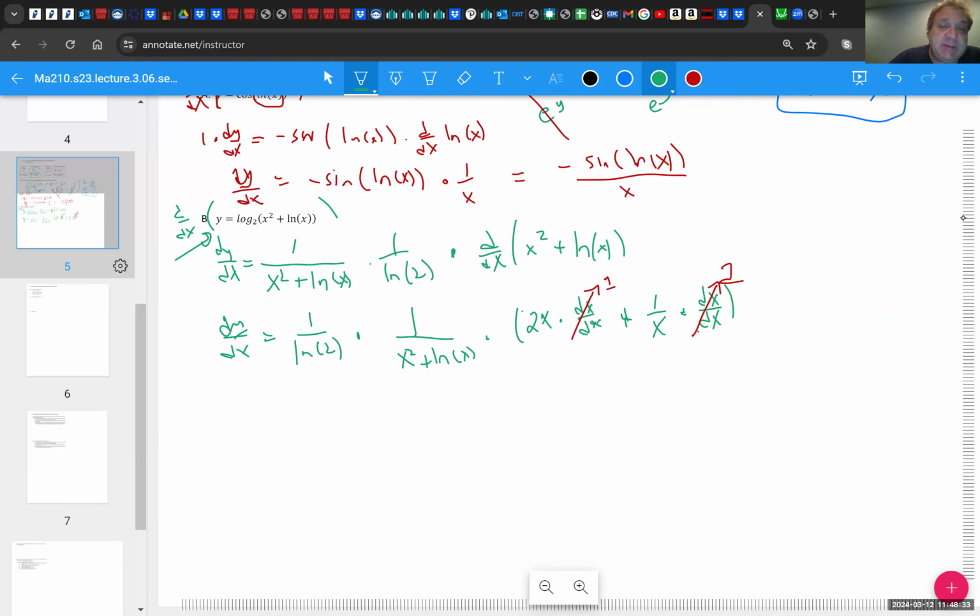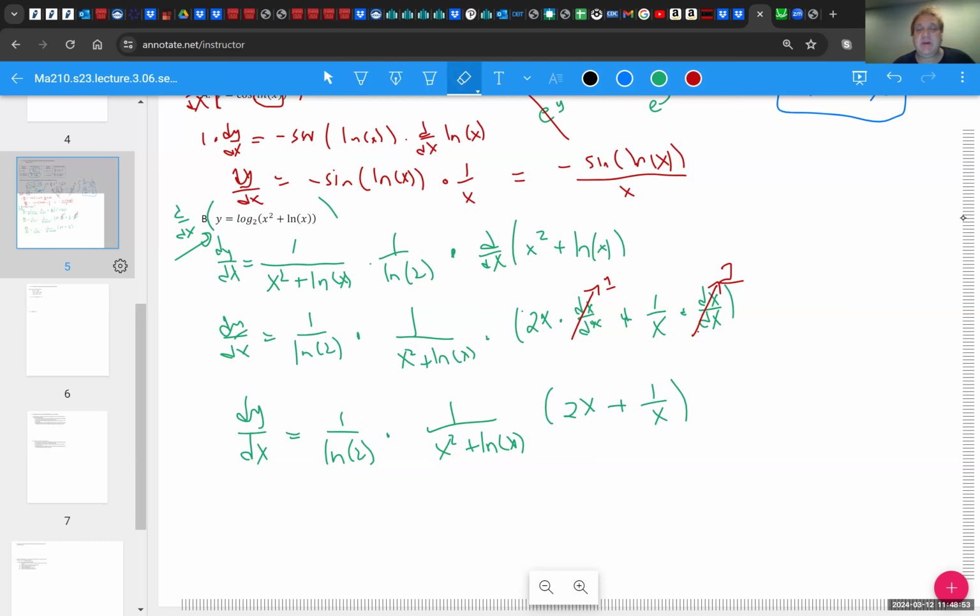All right, let me just clean stuff up a little bit. dy dx is equal to this number here, this fraction, and then we have a parenthesis at the end, which is 2x plus 1 over x. And I'm not sure if this really can be simplified much. It doesn't appear to be things that can be combined together very much. So I'm just going to leave it as that. Notice I have to put 2x plus 1 over x in parentheses, otherwise it is incorrect. It is that entire thing that is the derivative of the inside function, the chain.